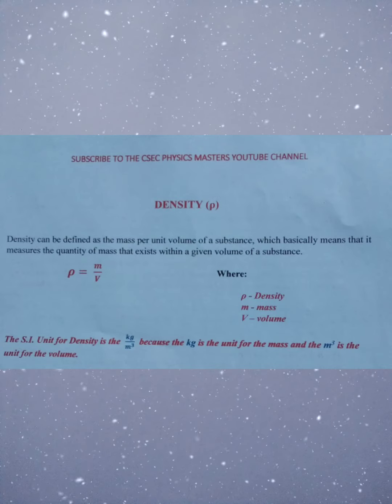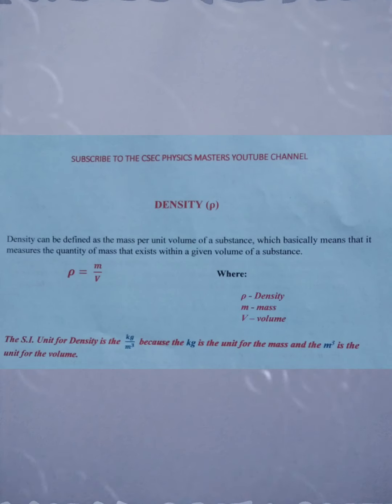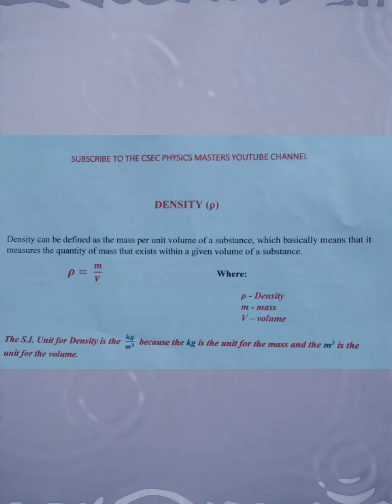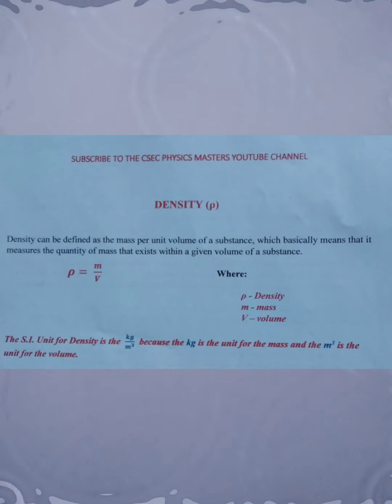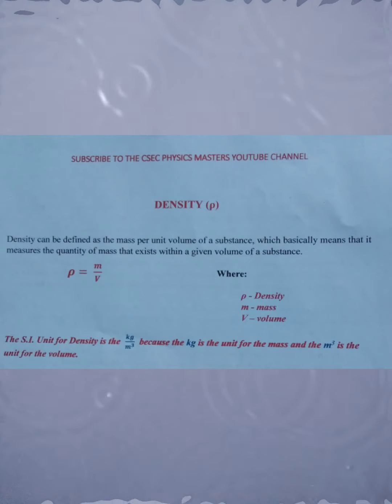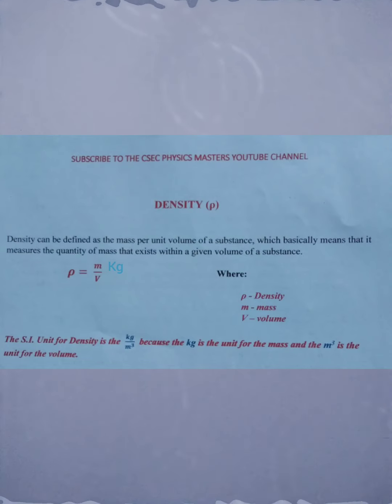The formula for density is rho equals m over v, where rho represents density, m represents mass, and v represents volume. The SI unit for density is kilogram per cubic meter, and this is a result of what makes up density. Density is made up of mass divided by volume, where the kilogram comes from the mass and the cubic meter comes from the volume.